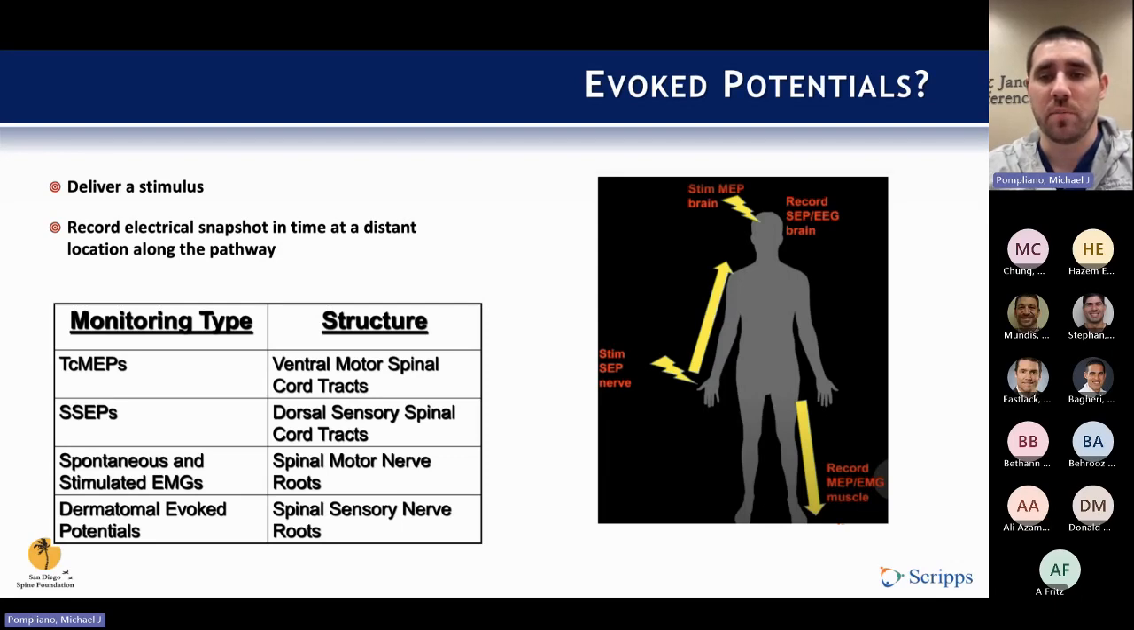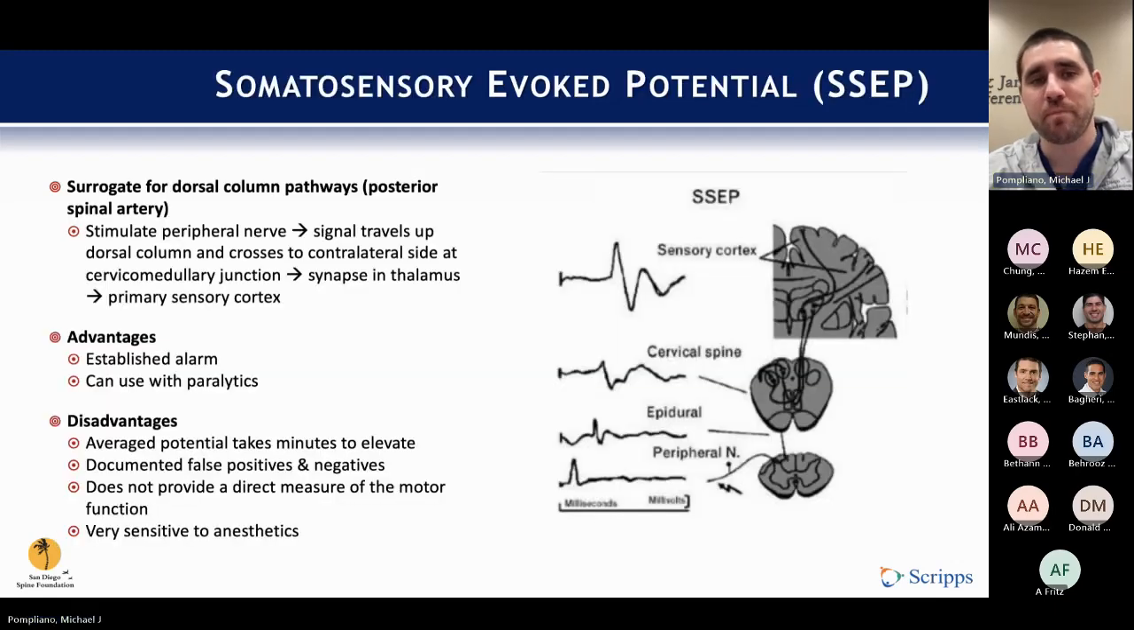So we'll go over the MEPs and the SSEPs, working in opposite directions, like you see on the diagram. Starting with SSEPs, it's essentially a surrogate for the dorsal column pathways fed by the posterior spinal artery. It allows you to stimulate a peripheral nerve. That signal then travels up the dorsal column, crosses to the contralateral side, and synapses in the thalamus before ending in the primary sensory cortex. On the right, you can see the diagram stimulates bottom to top in that case, stimulating the peripheral nerve, traveling up and ending in the sensory cortex. The advantage is it allows you to establish an alarm. You can use it with paralytics because it's not requiring motor function.